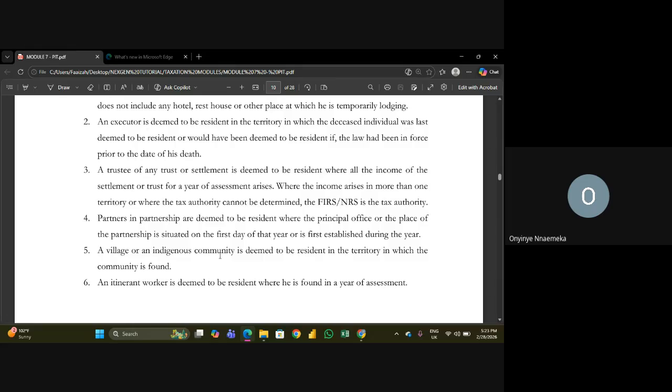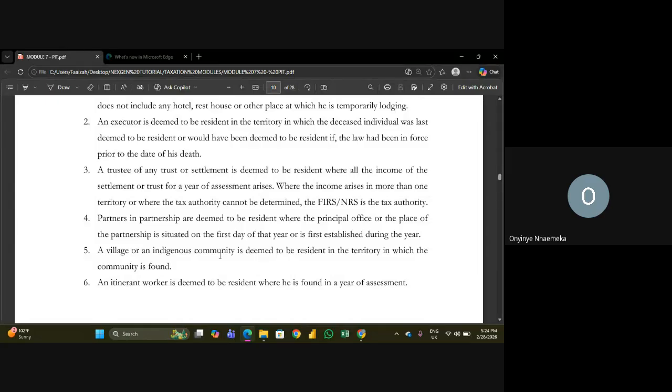Now, for us to tax this partner, we need to know their residence. For a partnership, the residence will be the territory in which the principal office of the partnership business is on the 1st of January. Now let's assume that the partnership business was not in existence on the 1st of January, and they established the partnership, maybe in June or July. Then the territory in which the principal office is, when they established the partnership, becomes the residence of the partners. Now, a village or indigenous community is deemed to be resident in the territory in which the community is found. This one is clear.